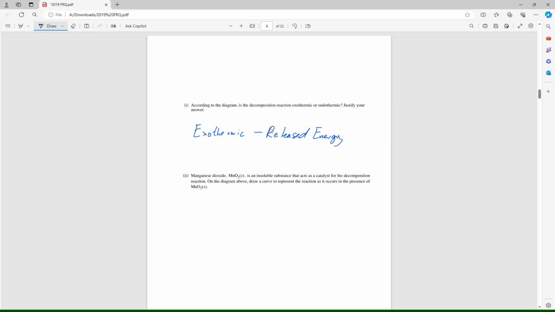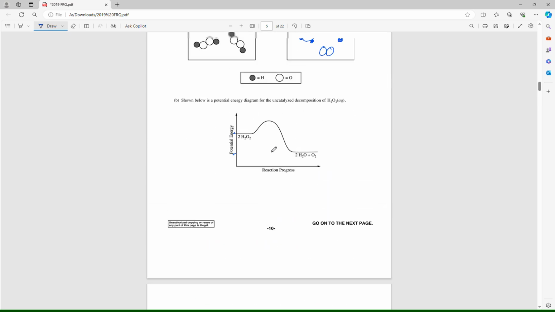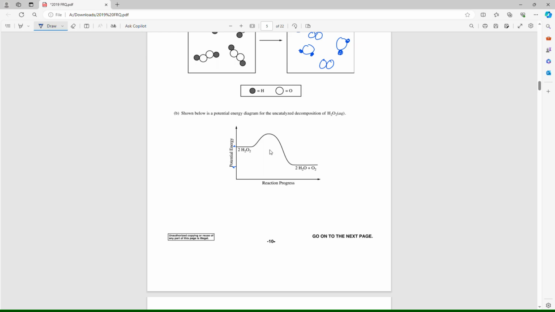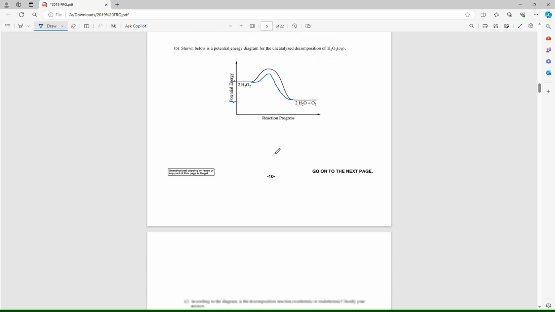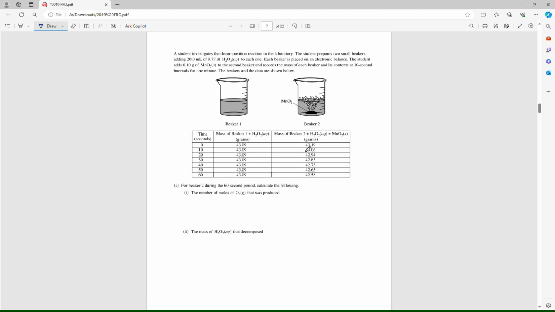Manganese dioxide, MnO2, is an insoluble substance that acts as a catalyst for the decomposition reaction. On the diagram above, draw a curve to represent the reaction as it occurs in the presence of MnO2. A catalyst always reduces activation energy. It doesn't reduce energy of reactants, it doesn't reduce energy of products, it only reduces activation energy. So our line would just have a lower activation energy, a smaller hill, and it would have the same energy as the reactants and products as it did before, just a lower activation energy. So catalysts only reduce activation energy.